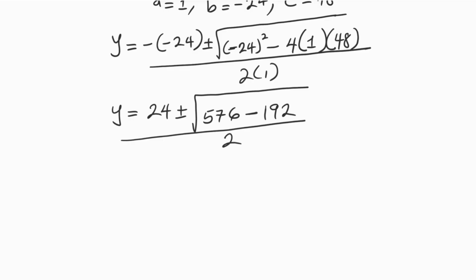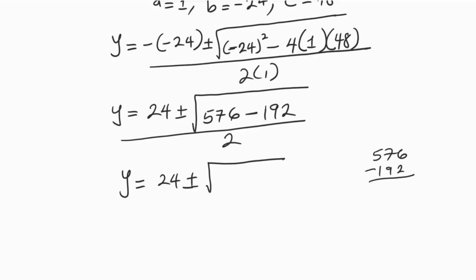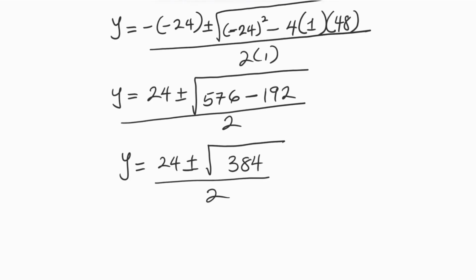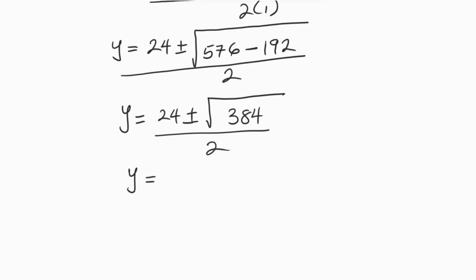Now we carry on. We have that y is equal to 24 plus or minus square root of 576 minus 192. That gives us 384. So y is equal to 24 plus or minus the square root of 384, divided by 2.